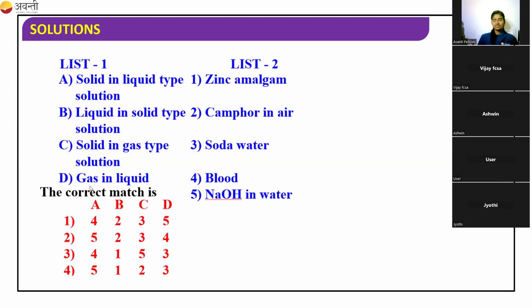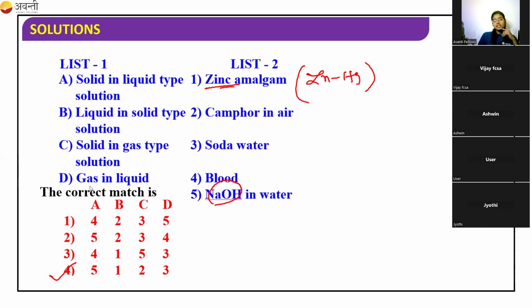Overall, 4. Okay, very good. The correct answer is option 4. Solid and liquid means sodium hydroxide is a solid and water is a liquid. So A goes to 5, liquid and solid. Zinc amalgam is nothing but zinc and mercury. Mercury is a liquid metal, as I have told you, and zinc is a solid. So it is an example.